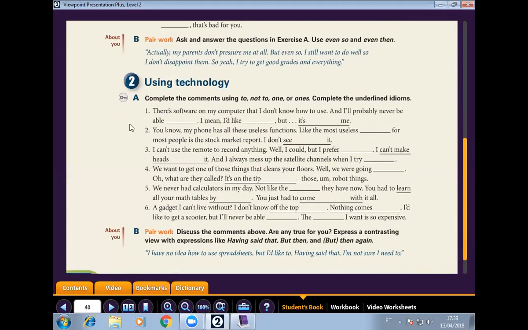Let's see. There is software on my computer that I don't know how to use, and I will probably never be able to. I'll never be able to. So here there is "to use." Okay, you don't know how to use, and you'll probably never be able to.